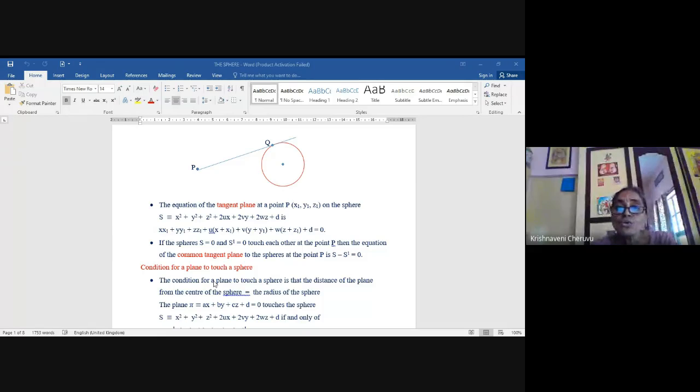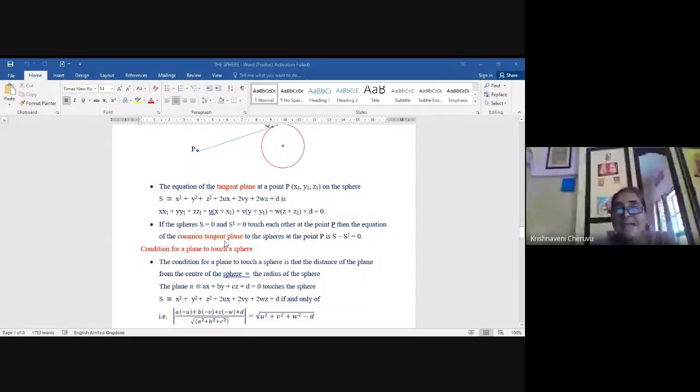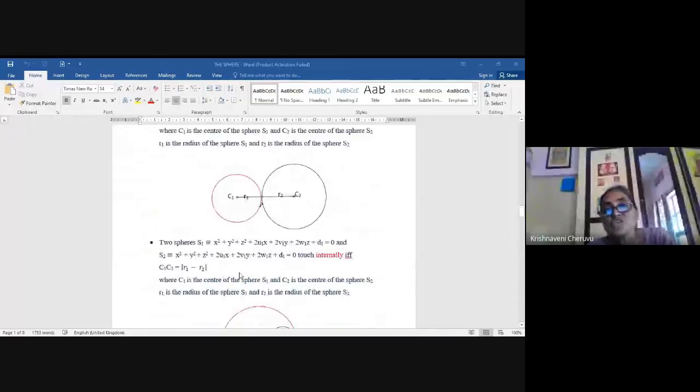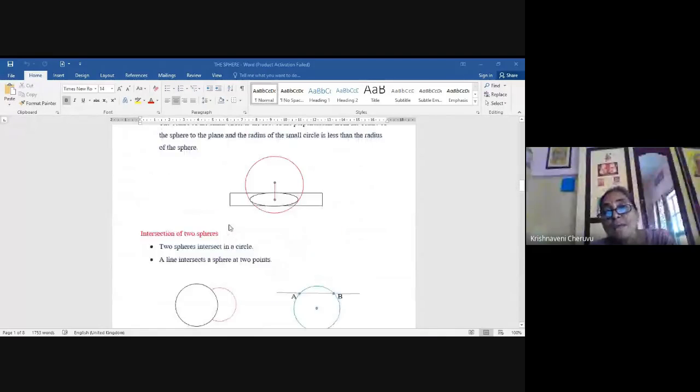Okay. Now, two spheres can have a common tangent plane, girls. So in that case, S is equal to 0, S dash is equal to 0. Two spheres means S minus S dash is equal to 0 will give you the common tangent plane. Okay. Now, so far you have seen a sphere intersected by a plane.